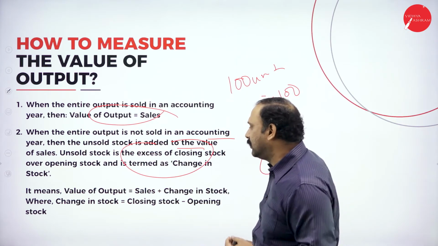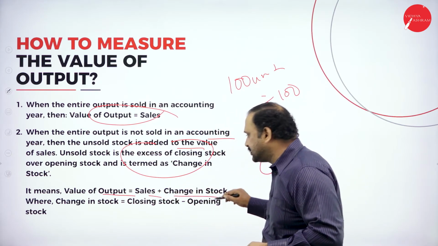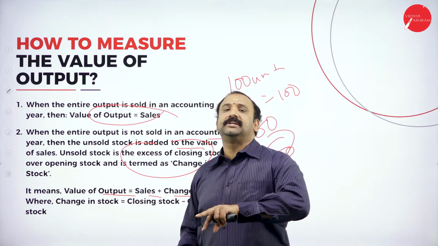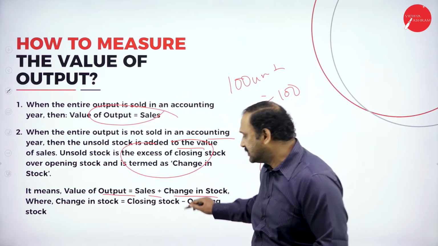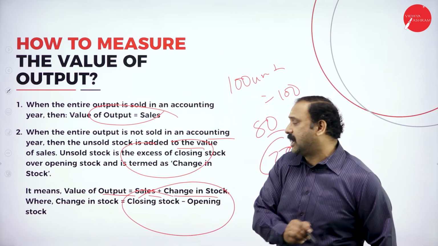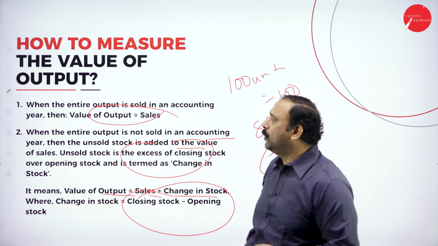So how do we calculate it? The value of the output is equal to sales plus change in stock, where change in stock is equal to closing stock minus opening stock. So this formula comes into the picture again. The change in stock is calculated as closing stock minus opening stock, which will be taken into account.